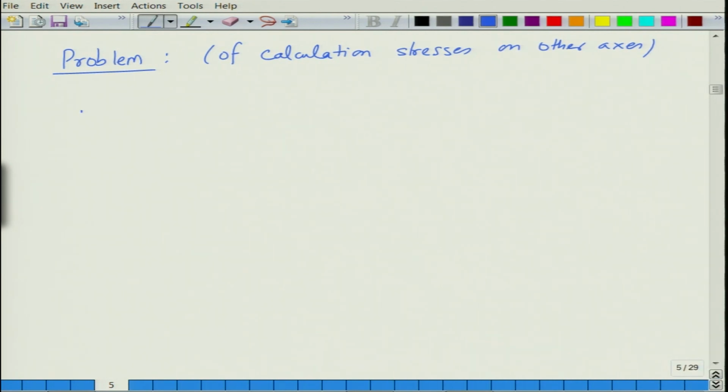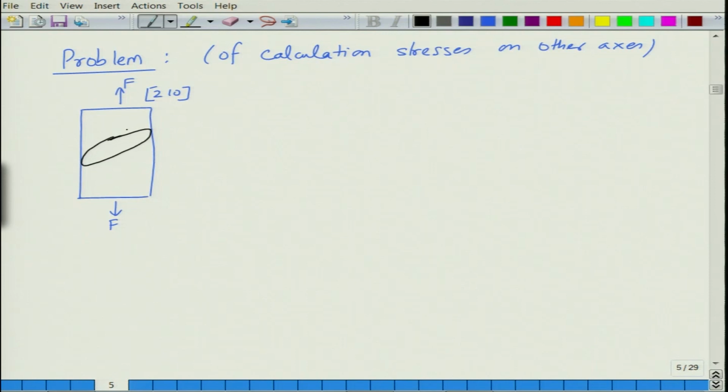So, let us assume there is a bar which is under a force along this axis, and let us say this axis is the 210 crystallographic axis. Now, materials deform by a process, as we will see later on, called slip on planes. Let us not invoke the phenomenon of resolved shear stress, but on certain planes, atoms can move easily.